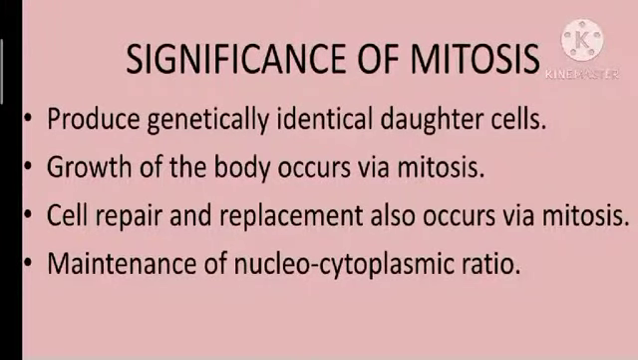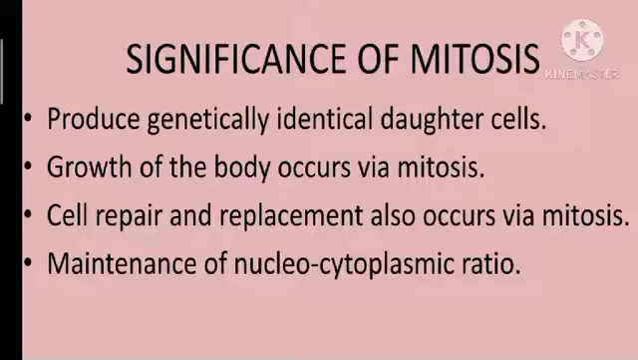Next, we can see the significance of mitosis. As a result of mitosis, a single cell divides into two daughter cells. The two daughter cells will be diploid in nature, that is, it will be having two sets of chromosomes just similar to that of the parental cell. The cells which are produced are genetically identical to the parent because there is no genetic recombination taking place during mitosis. So the first significance of mitosis, we can say they produce genetically identical daughter cells.